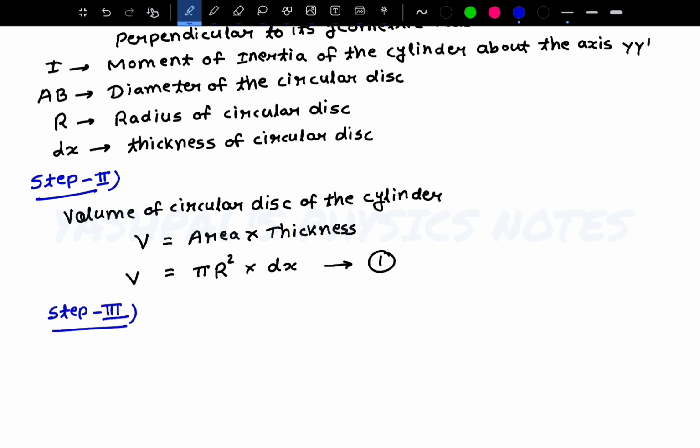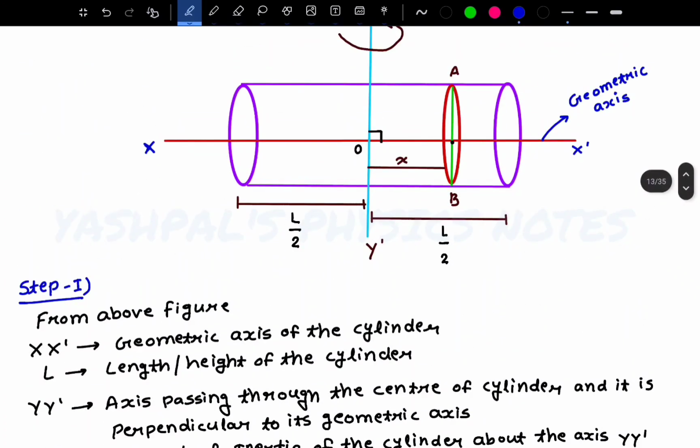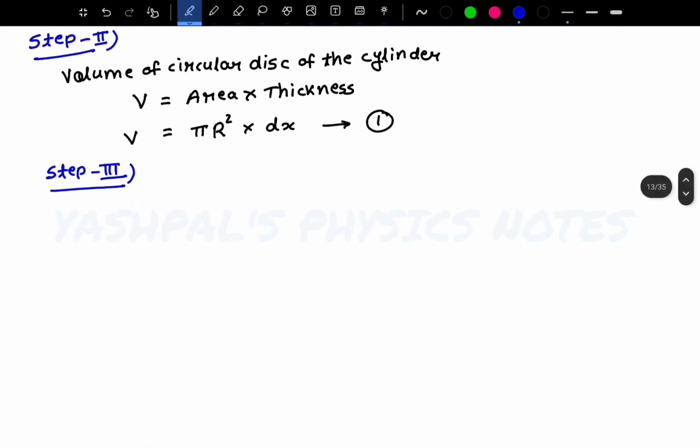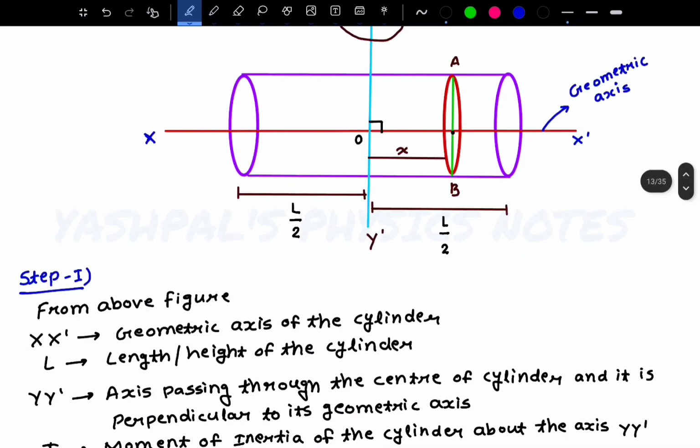In step number 3, we are going to find the mass of the elementary portion of the cylinder, which means we are going to find the mass of this circular disc which we have considered, having the diameter AB. So here I am writing in step number 3, we are going to find the mass of the elementary portion of the cylinder, which is nothing but the small circular disc which we have considered.